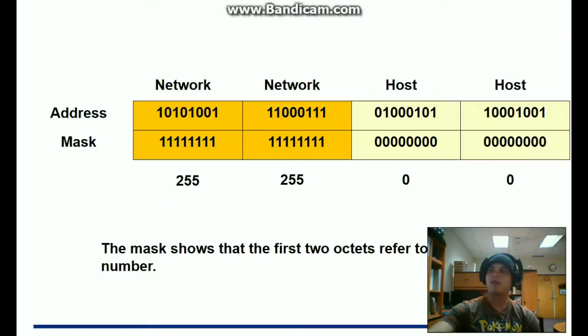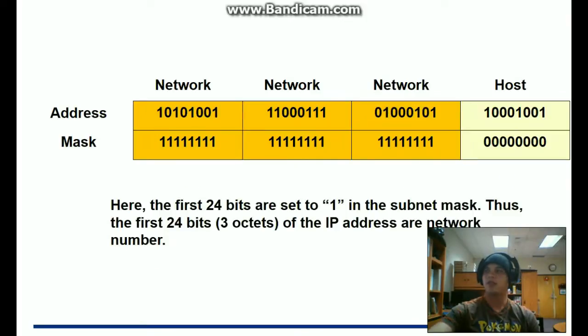So there it is. Kind of like how I just highlighted, the mask shows that the first 2 octets refer to the network number. Sweet. Network field, host field. How do we know that? Based on the subnet mask. Sweet. All right. Now, what about this one?